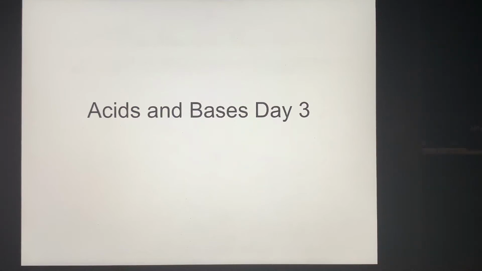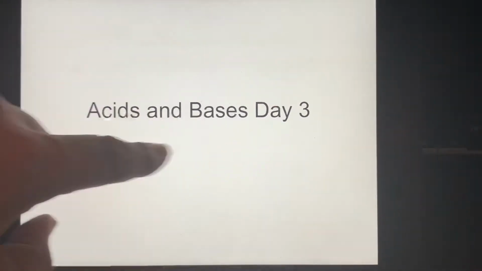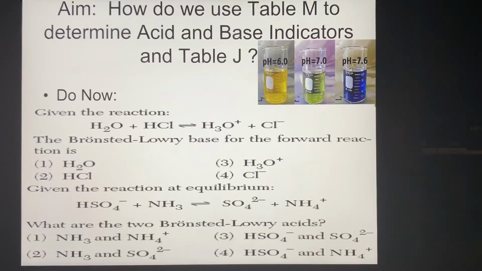Today, we will be doing acid bases day 3. Here we go. Aim: How do we use table M to determine acid and base indicators and also table J? Here is the do now question. Hit pause on your iPad and complete the 2 do now questions given.